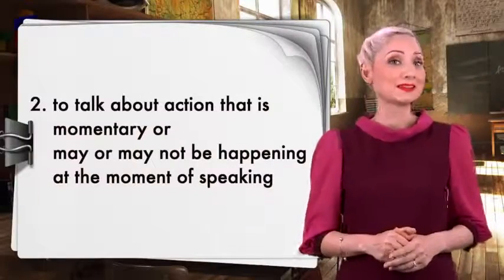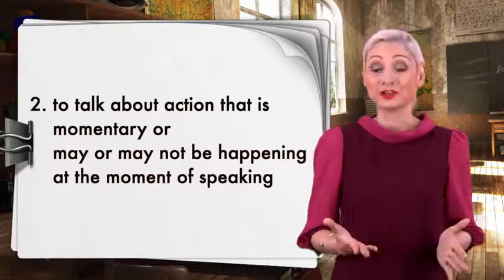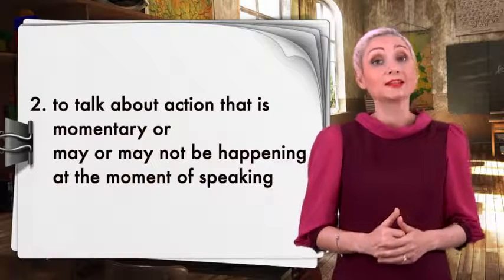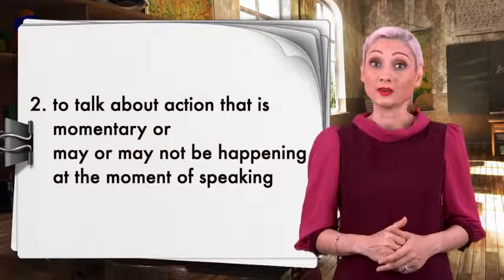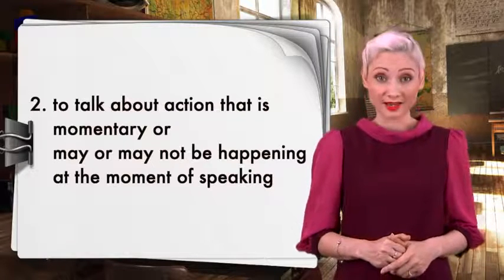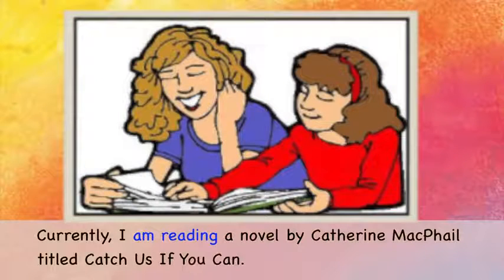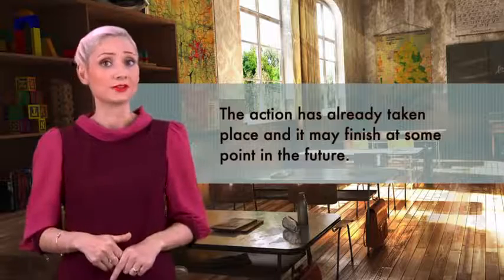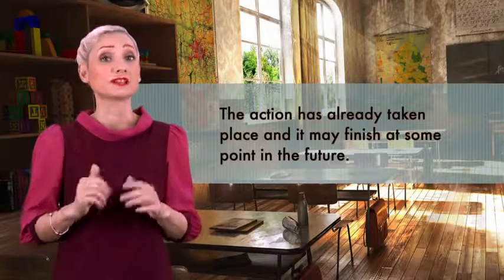We also use the present continuous tense to talk about an action, routine, or habit that is momentary or may not be happening at the moment of speaking. For example, currently, I am reading a novel by Catherine MacPhail titled Catch Us If You Can. If you look closely, this sentence does not tell us if the action is actually happening at the moment of speaking. However, we know that the action has already taken place and it may finish at some point in the future.